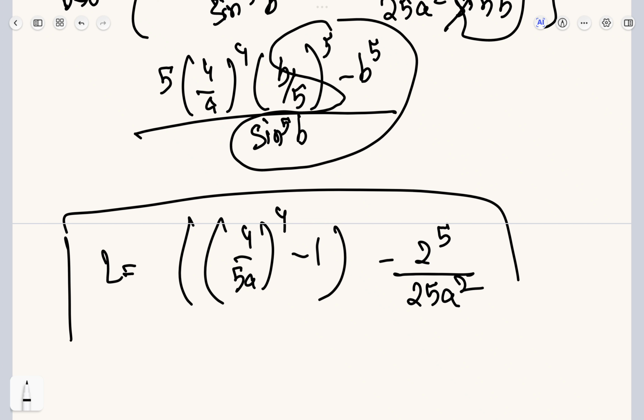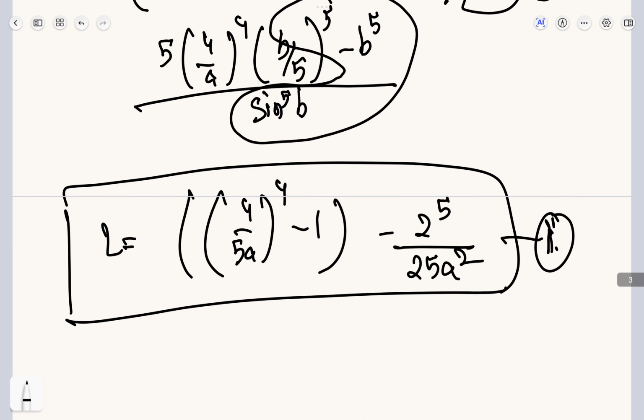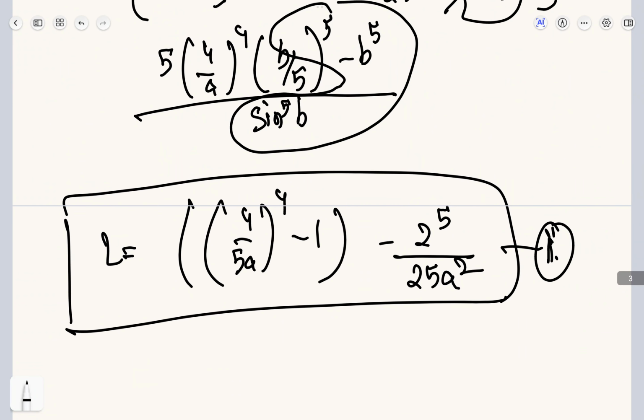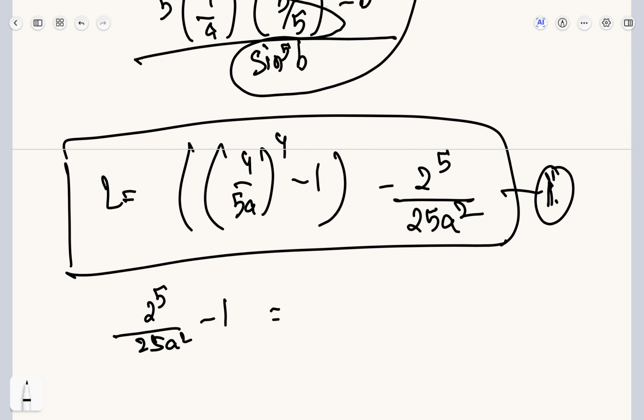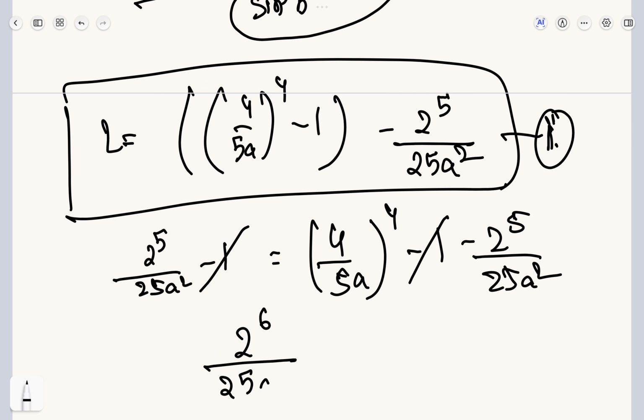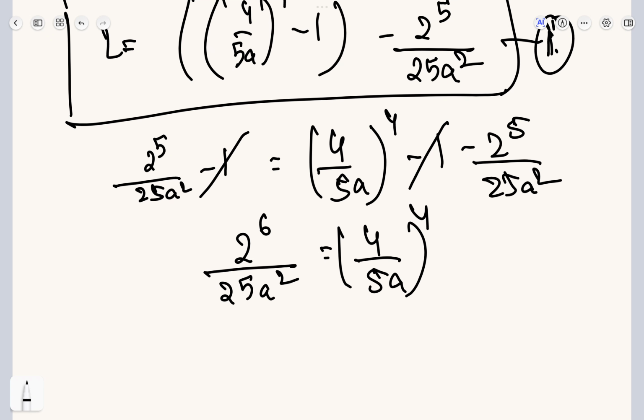So this is another value for L. Now I have two equations, both are values of L. I would equate them, right? So my first value gave me 2 power 5 by 25 a squared minus 1, and the other one is 4 by 5a power 4 minus 1 minus 2 power 5 by 25 a squared. This should be 2 power 6 by 25 a squared is equal to 4 by 5a power 4. I hope my calculation is fine.